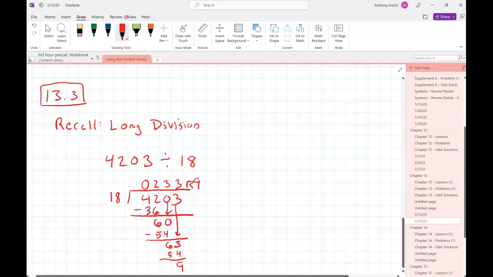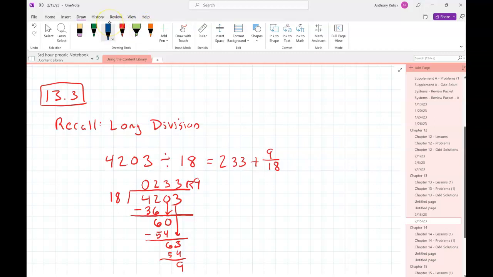Boom. So how would we write our answer? 233, then 9 over 18. Great. So let's include a little bit of vocab here. But couldn't you write that as plus 1? Yeah. But we're not going to worry about that piece right now.